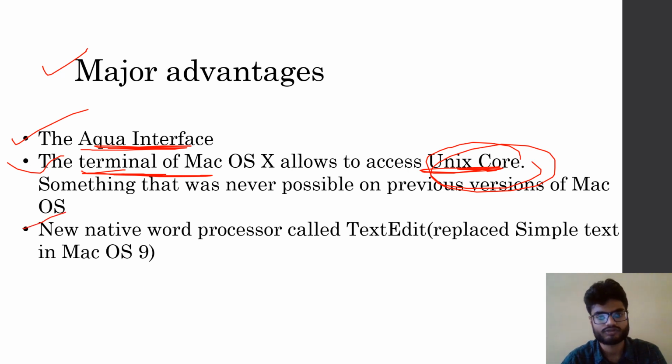The new native word processor called TextEdit replaces the Simple Text in Mac OS 9. In Mac OS 9, there was one application named Simple Text. It was used for word processing. It was replaced by TextEdit.